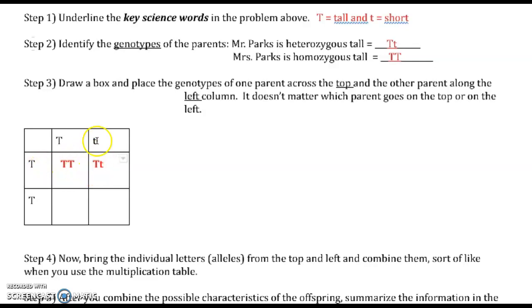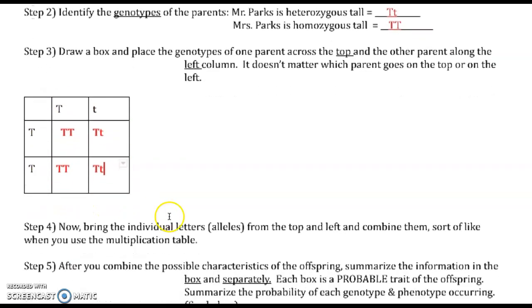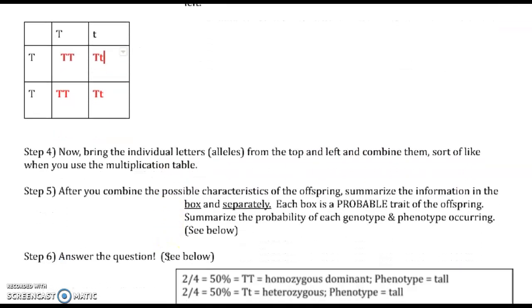Okay, capital T, little t. Always put the capital first. Capital T, little t. So you're crossing them like that. Okay, you're crossing them like a multiplication table. Now, that is step 4. You're bringing the individual alleles from the top and left, and you're combining them like a multiplication table.